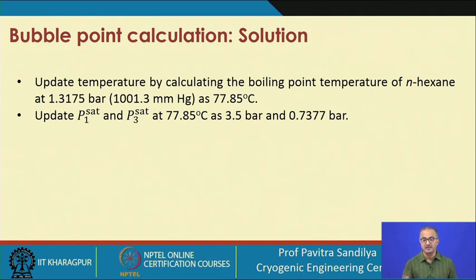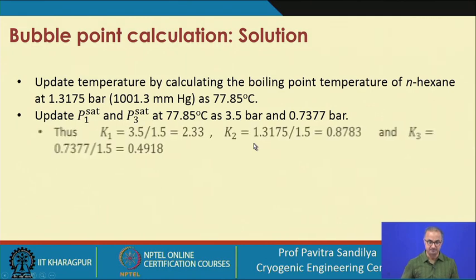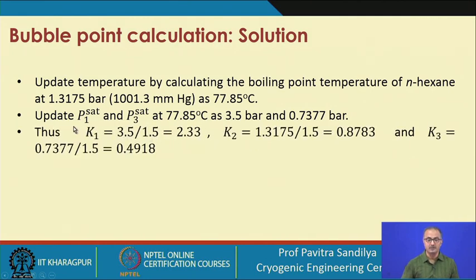So we have completed one iteration and we updated the values of the temperature and the pressures. Now with these values of the various vapor pressures, we find out the K1, K2 and K3 values. We know that P sat by P is the K1, so Ki equals Pi sat by P. That is how we are finding the values of the various Ki's.